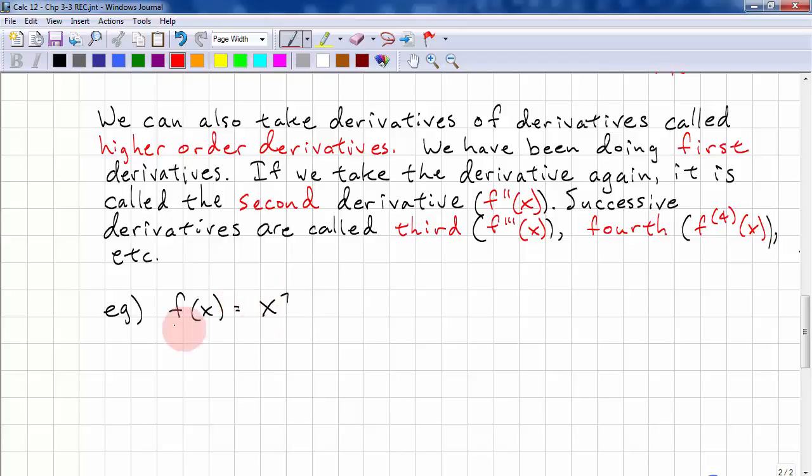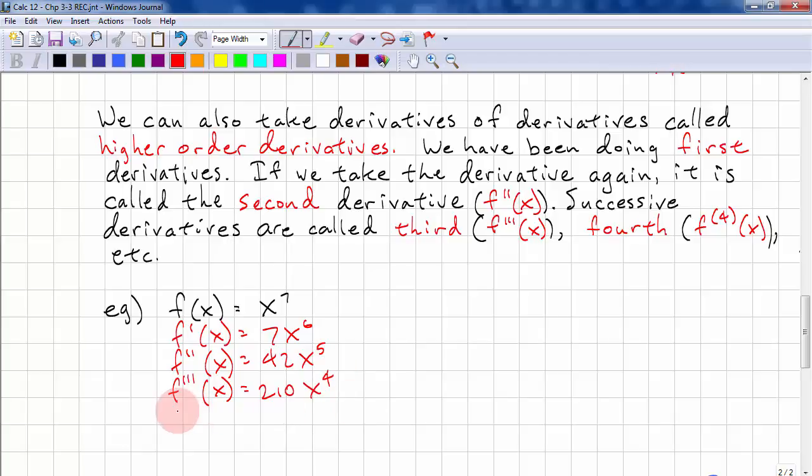For example, take x to the power of 7. First derivative, 7x to the power of 6. Second derivative, 7 times 6 is 42. Decrease the power by 1. Third derivative, 42 times 5, that's 210. Decrease the power.